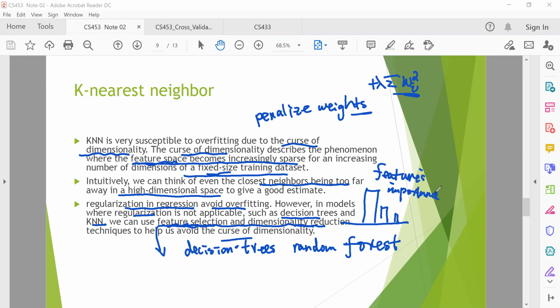Is it feature importance? So use feature importance. Feature importance can help do feature selection.